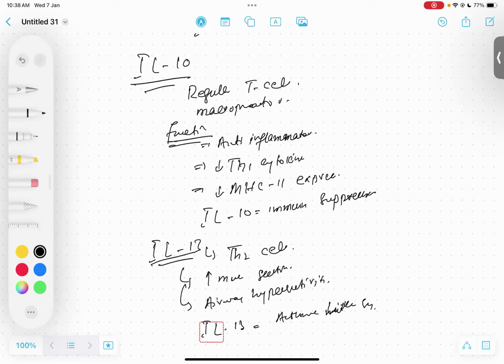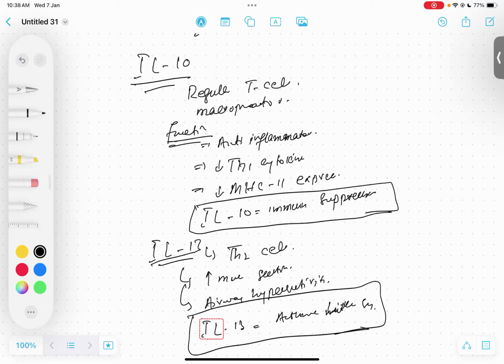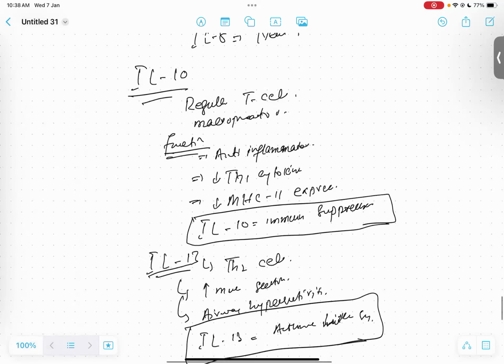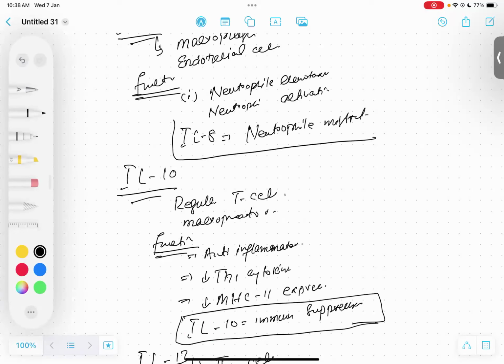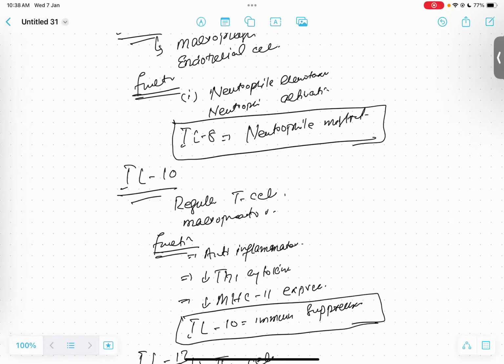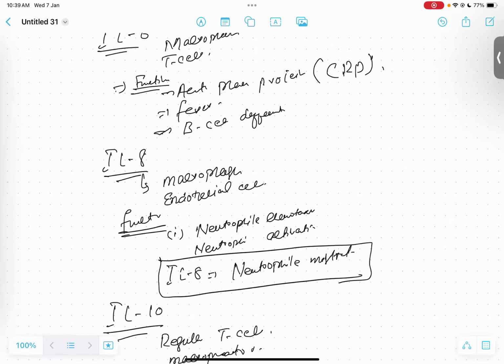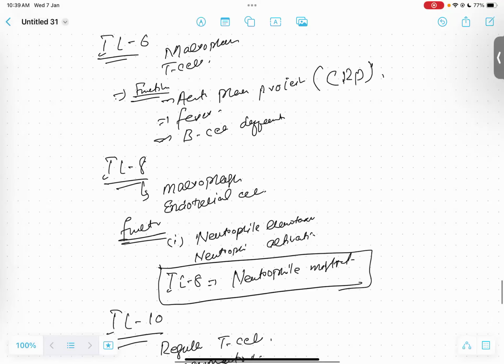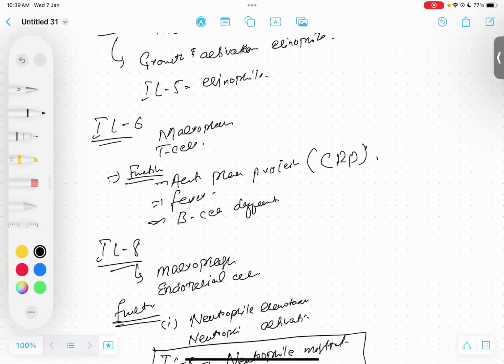So these are the 13 different types of interleukins that are usually present, and they have different functions. So remember that interleukin 10 is an immunosuppressor, and interleukin 13 has asthma-like symptoms, and interleukin 8 has neutrophil migration because it leads to chemotaxis, and interleukin 6 is usually associated with the acute phase reaction, that is CRP. This is the main part in it.